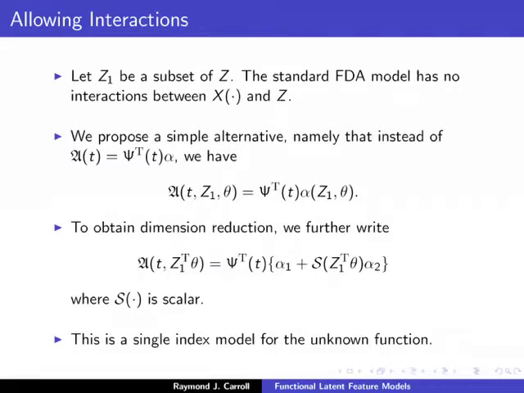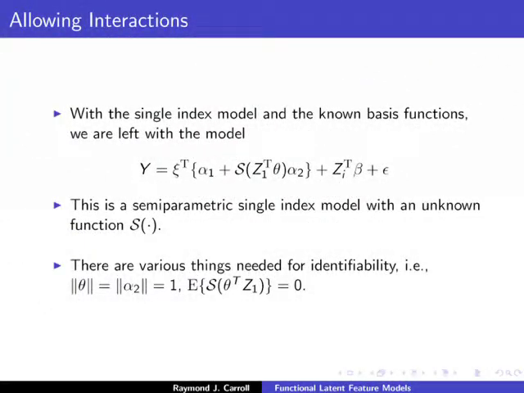So when I go through the calculations on that, I get the following model, that y is these eigenvalues here times an additive single index model plus an additive model in the z's. And what's not known is the function s, so it's a single index with an unknown function. It's pretty close to what Chen Chang and I did long ago. In fact, this is very, very close to what Wolfgang did long ago. There are various things needed for identifiability, which I'm going to skip over those details, but there they are. So that's a simple model, a really simple model, if I know the basis functions.